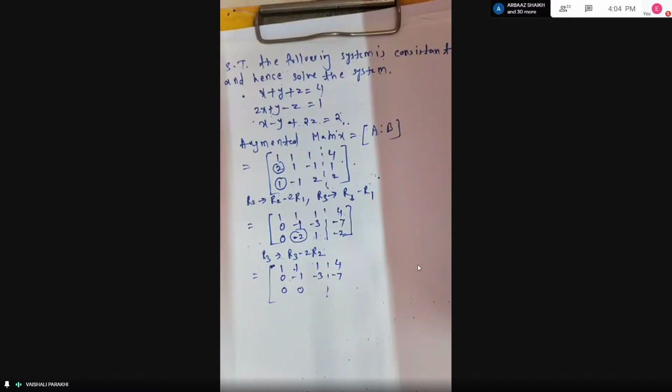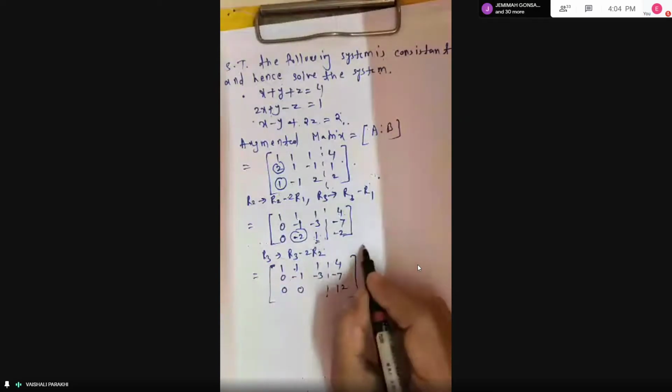Rajat, can you tell me what are the remaining two numbers here? R3 minus 2, R2. Six and 12. Yes? Is it 6 and 12? Check. 12 is correct.